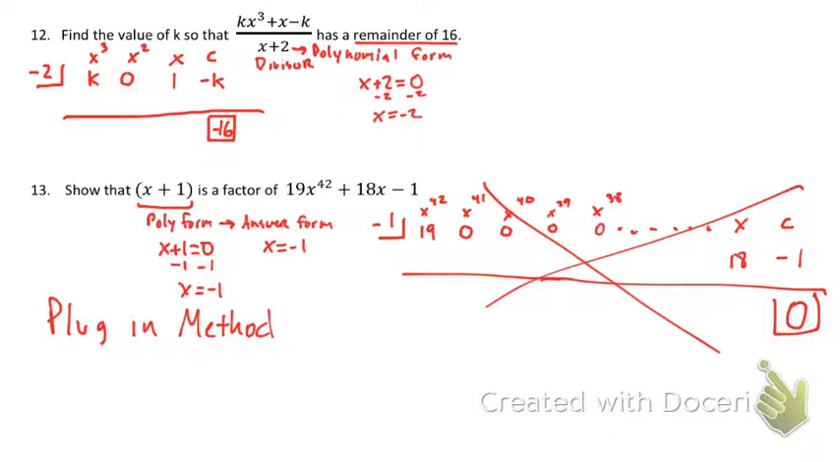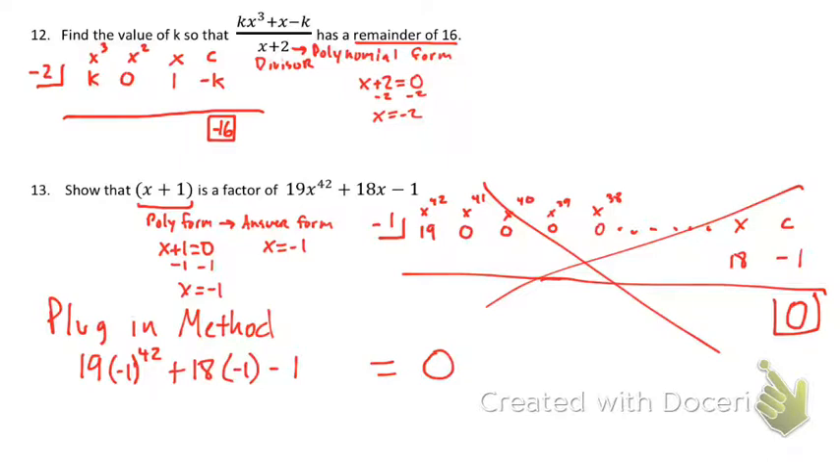So we're going to take 19, and instead of x, we now know x is equal to -1 because we solved for it and made it in answer form. So it's going to be 19 times -1 to the 42nd power plus 18 times -1 minus 1. Remember, to check if this is actually a factor or a solution, we want all this equal to 0 if we do the math correctly. If it's equal to 0, then we can say this is a factor. We're just testing to see if it's a factor. So let's do this math.